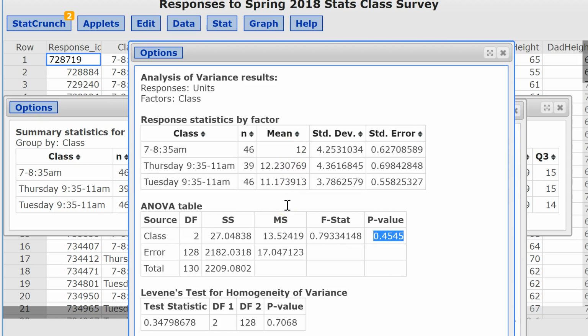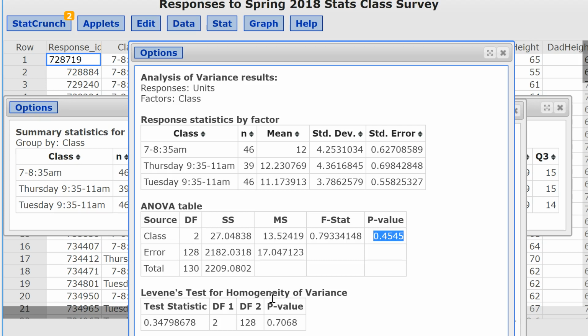We don't get to conclude they're the same, but we don't have enough evidence to say they're different. And that's pretty much what we expected just looking at the summary stats. Just a note, looking down here at this test that you don't need to do, but this p-value being large is actually good because we wanted to say all the variances were the same.